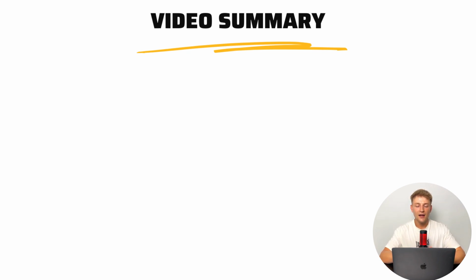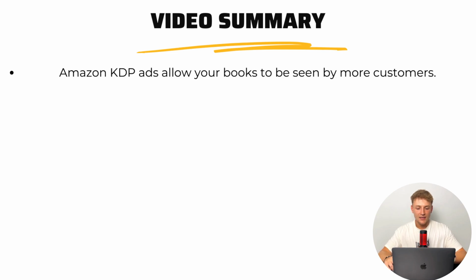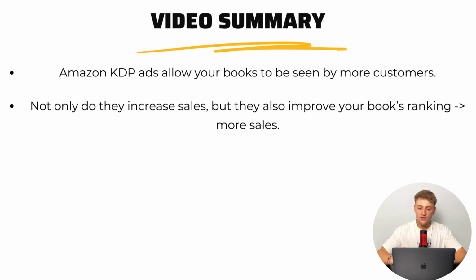As I've mentioned, you can go into a lot more detail and really start scaling your ads when you go into a bit more depth about how to monitor, how to optimize, and really start scaling your ads. But for now, as beginners, these are the key things that you need to remember. Firstly, Amazon KDP ads allow your books to be seen by more customers. Not only do they increase sales, but they also improve your book's organic ranking and leads to more organic sales and just more sales overall.